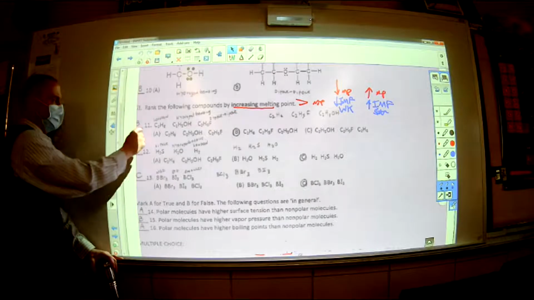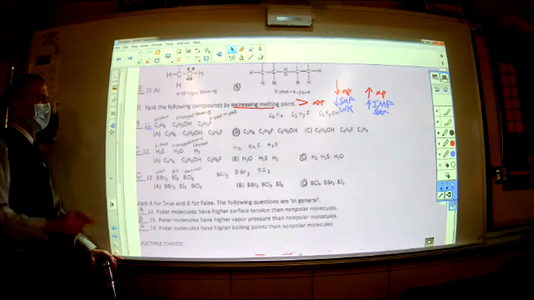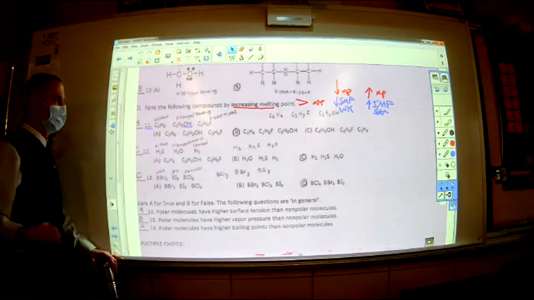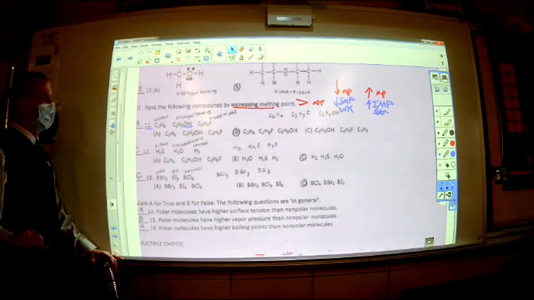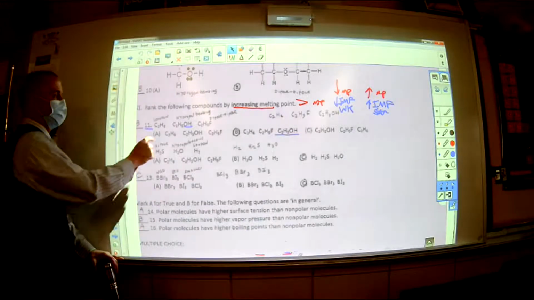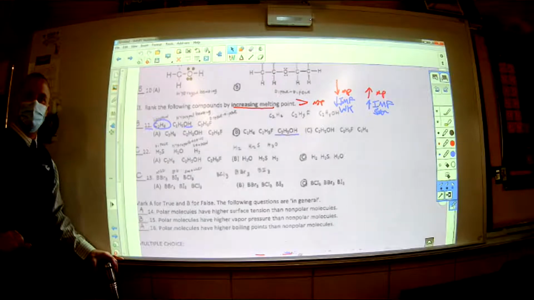This one's a little tricky. Looking at these molecules, do we have a hydrogen on an oxygen there? That's hydrogen bonding. That's strong. So when we look for answers, we're looking for this one last. This one only has carbons and hydrogens on it. Hydrogen's 2.1, carbon's 2.5, the difference is 0.4, that's barely polar.